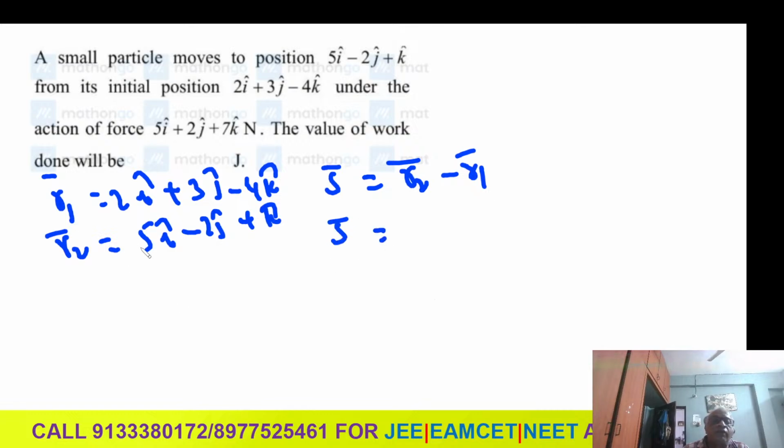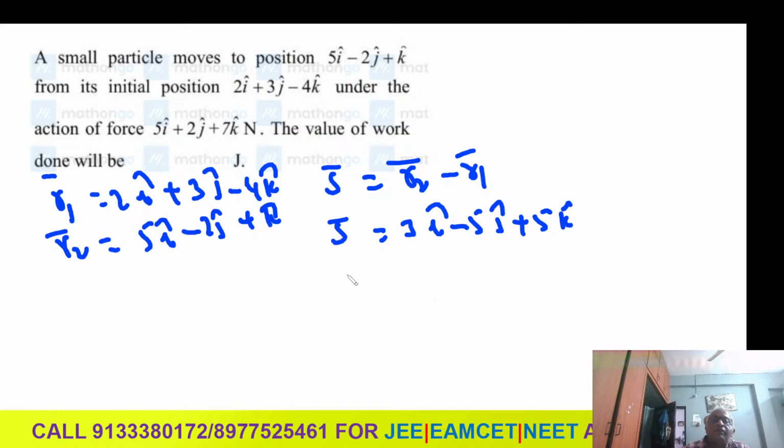So S bar is nothing but 5i minus 2i, it will become 3i. Then minus 2 minus 3, that is minus 5j. Then plus k minus of minus 4k, that is plus 5k. Final minus initial, R2 minus R1. So this minus this: 5 minus 2 is 3, minus 2 minus 3 is minus 5j, plus 5.